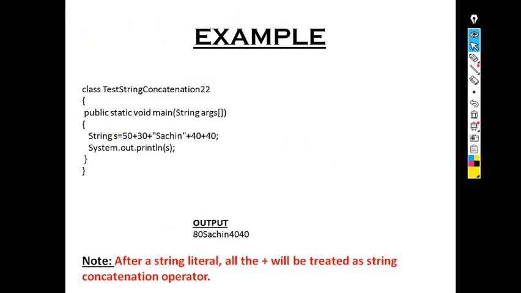So, this is another example where you can see that first we have written two integer values, then one string value, then again two integer values. But look at the output. Whenever you get two integer values, they will be added, giving you output as 80. Then when it gets the first string instance, it starts concatenating as strings. So later it will be concatenated as Sachin, and then 40, and then 40.